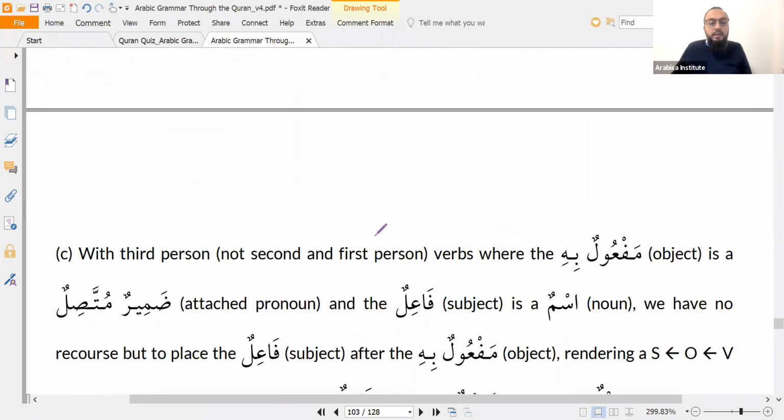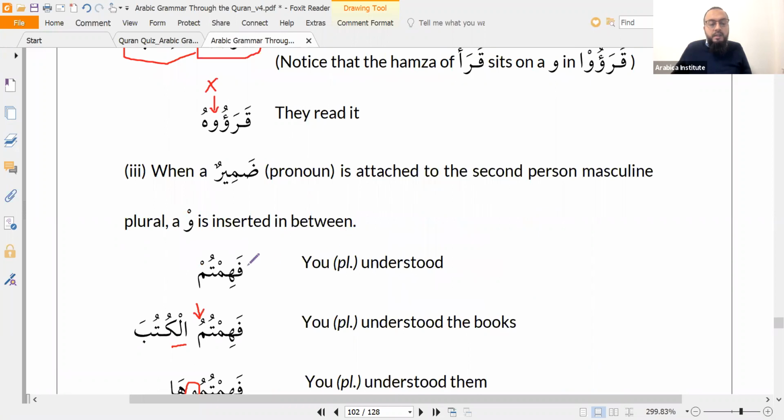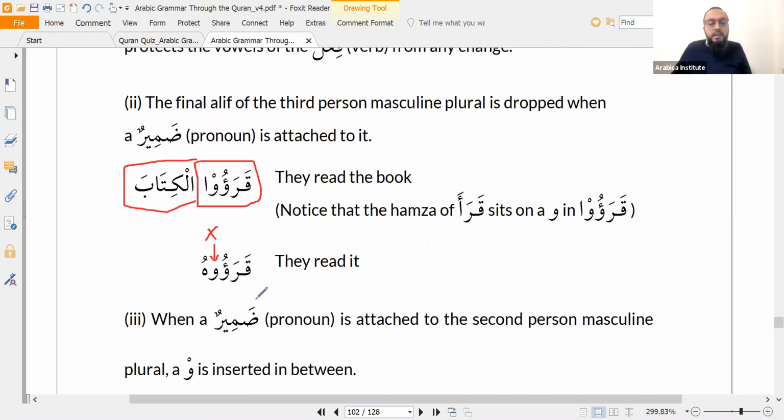So going back where we have there, fahimtumuha, that's the second person, you understood it. The verb is plural here because there is no stated subject, that's a separate subject, that's the noun. Okay, so examples I gave earlier, same as here, qara'uhu, they read it.